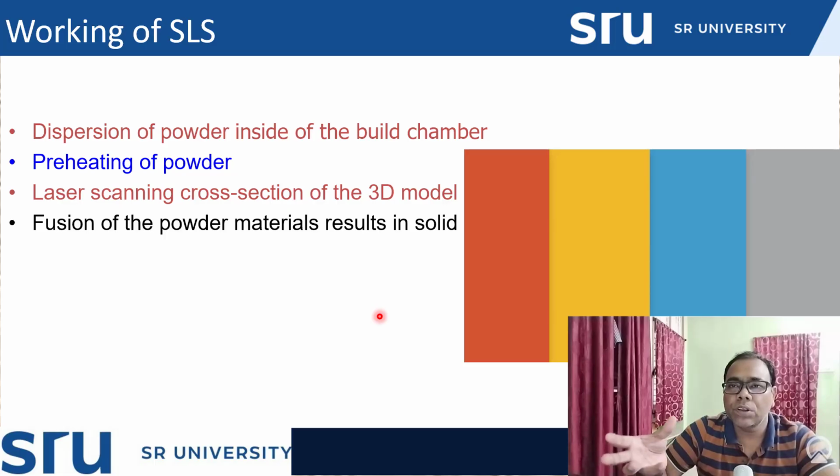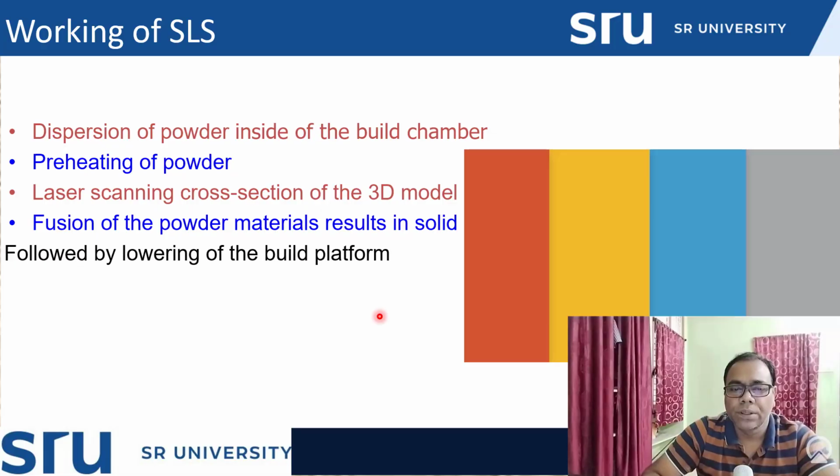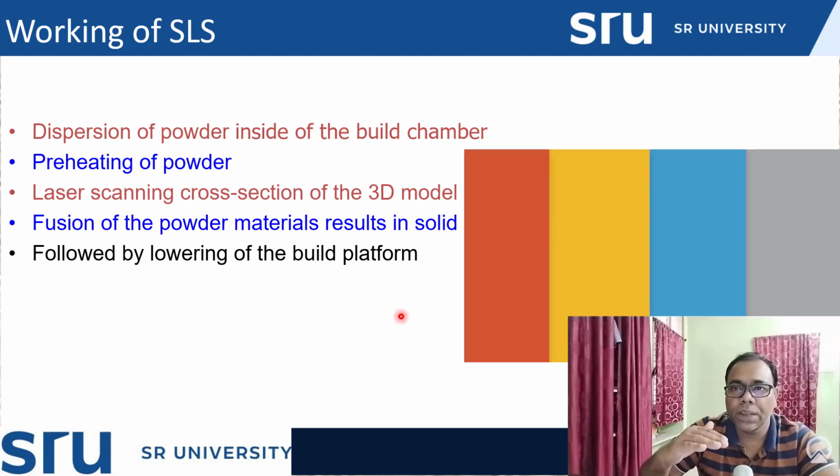Because of the partial melting, some of the surface material will be in a molten stage, so fusion of one powder particle with the adjacent powder material will take place. Once one layer is built, you have to lower your build platform down by one layer thickness.